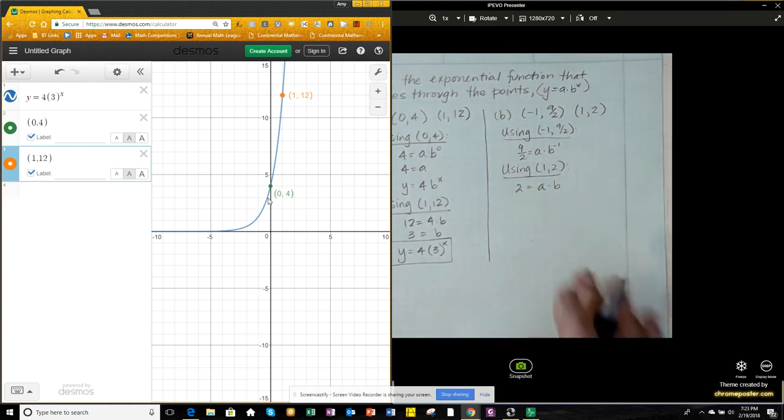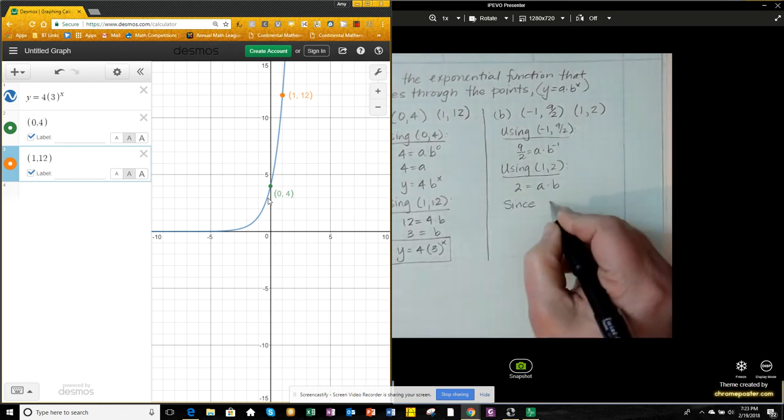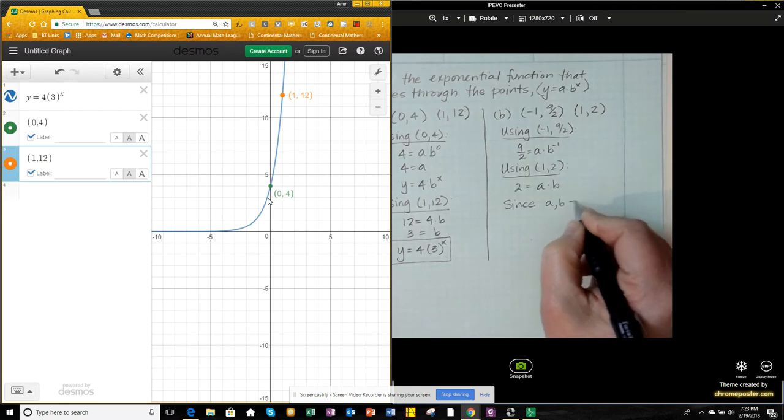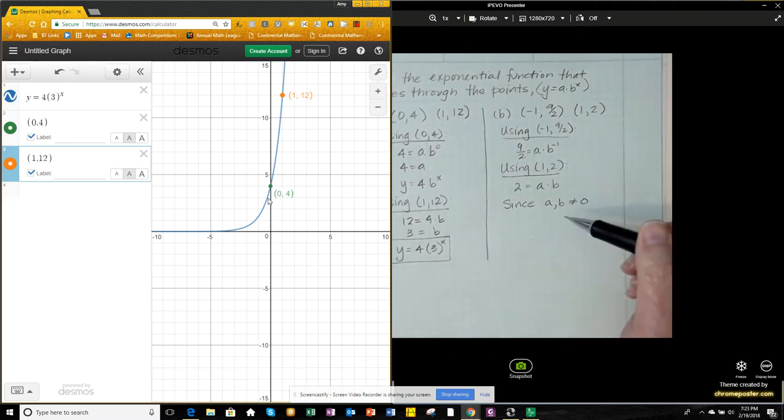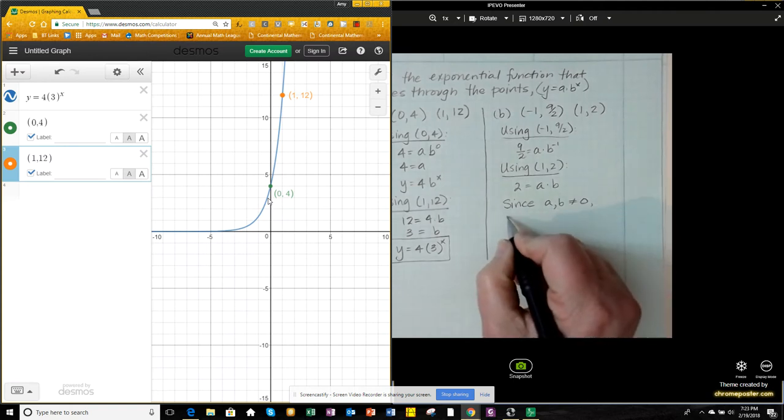All right, so my technique on solving these is, since a and b will never be 0, because if they're 0, then we don't have an exponential function, I can divide these two.